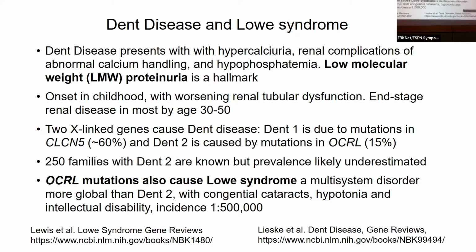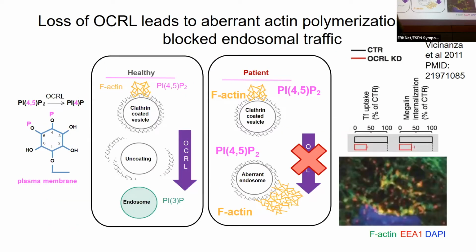And Lowe syndrome is a multi-system disorder that's more severe than Dent 2, typically diagnosed first by the congenital cataracts, but also other effects, hypertonia and intellectual disability and other problems. So at the cellular level, the loss of this enzyme leads to aberrant actin polymerization.